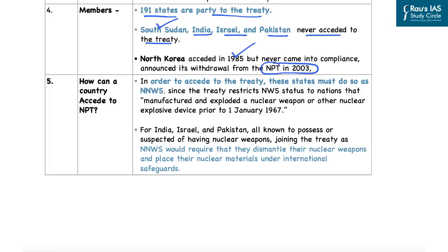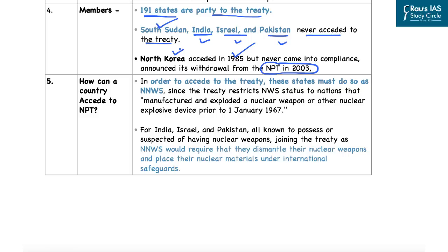Now in this line, we are aware that India, Israel, Pakistan and North Korea, they also possess nuclear weapons. However, they are not considered as nuclear weapon states under the NPT treaty. So this is an important thing that we should be aware of. Now, if these countries want to accede to the NPT treaty, what they need to do? What is the condition for these countries to become a member of the NPT, or how these countries which possess the nuclear weapons can accede to this NPT treaty?